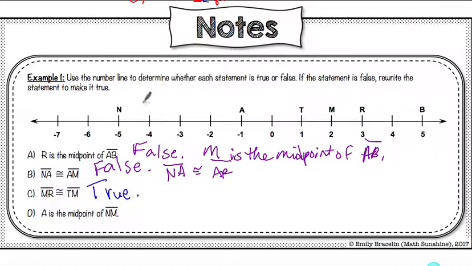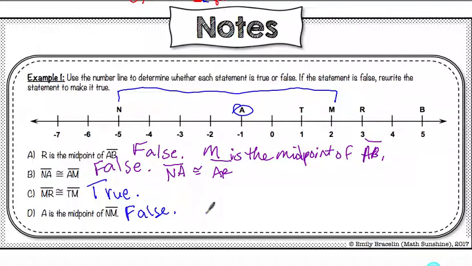A and NM. Here's NM. A is here. Is that the middle? 1, 2, 3, 4. 1, 2, 3. No, it is not. This is also false. A happens to be the midpoint.